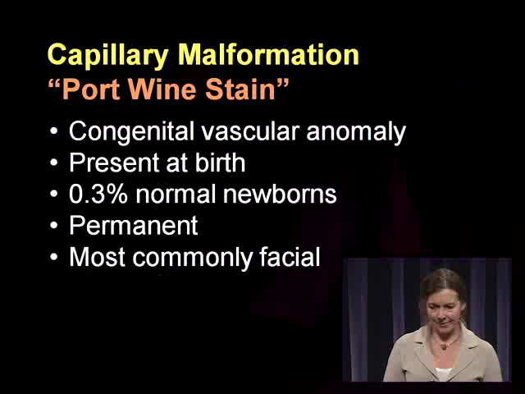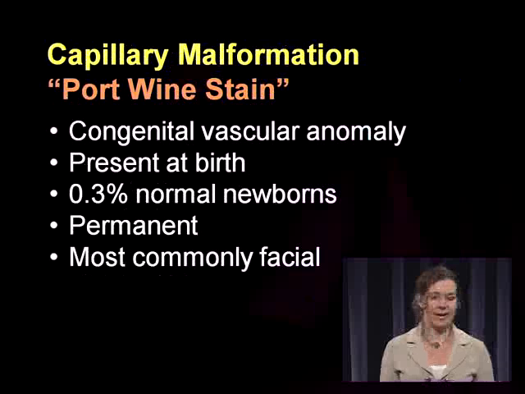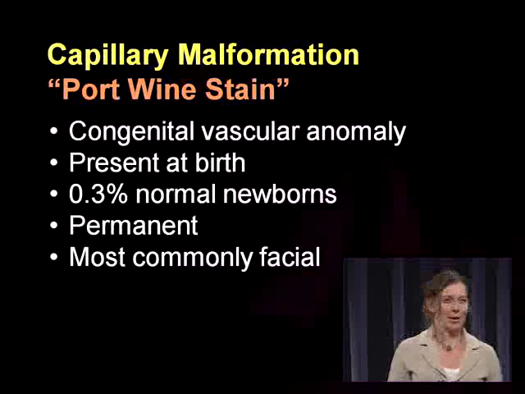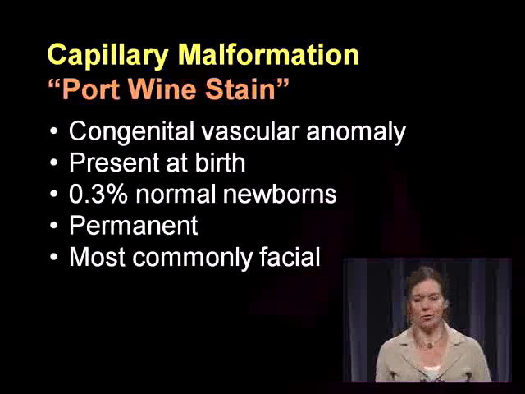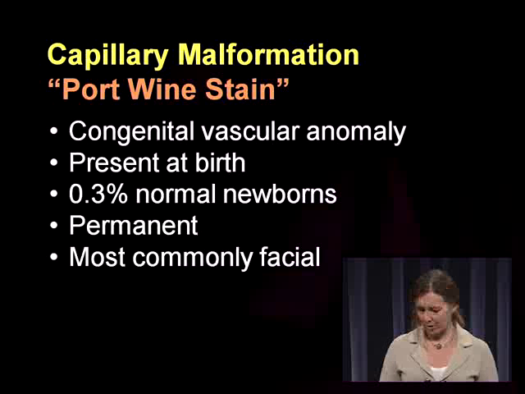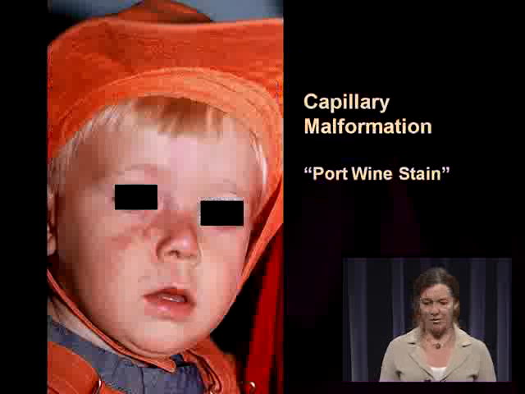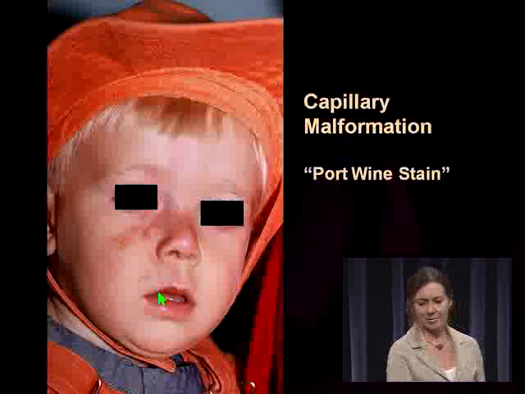So this patient had a capillary malformation of the face, otherwise known in lay terms as a port wine stain. This is a congenital vascular anomaly. These are usually present or apparent at birth. They affect about 1 in 300 newborns, and these are permanent vascular malformations, most commonly located on the face. So I'm going to show you a few examples. This is a youngster. See, he's got it on the mid-face there.